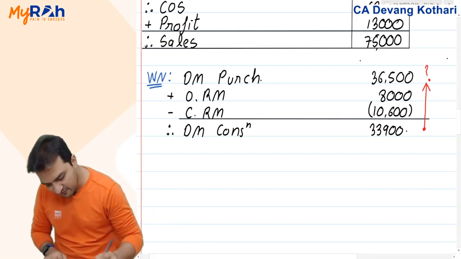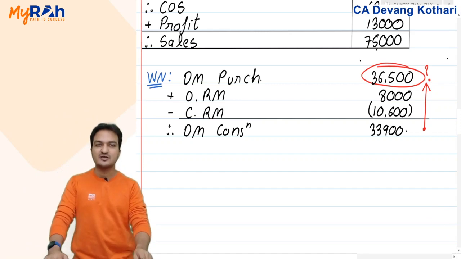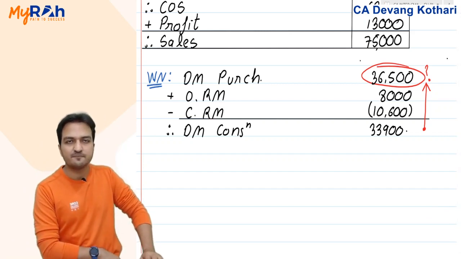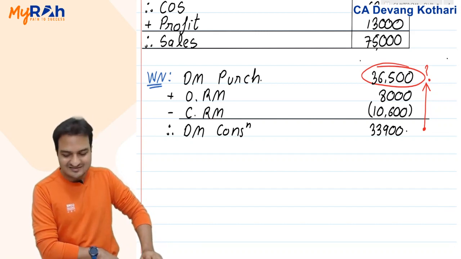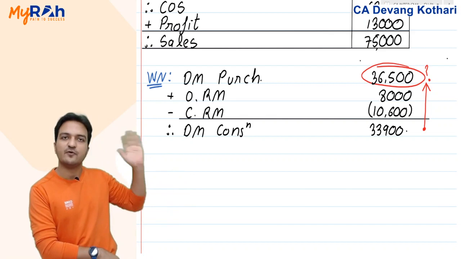This 36,500 becomes my final answer for direct material purchase. Purchase is what they asked you to find. Purchase is 36,500. Done? Yes. As such, no new concept in this question. Only thing was a practice for the reverse working.